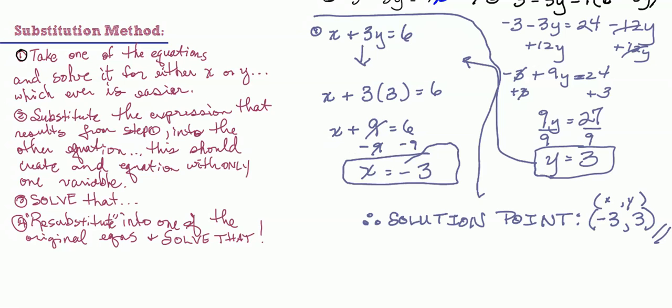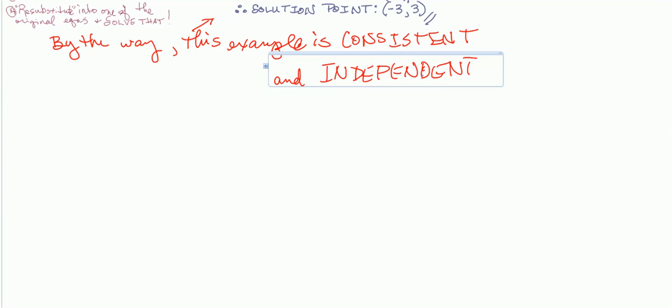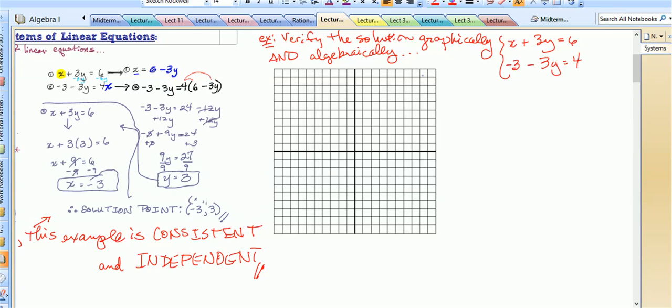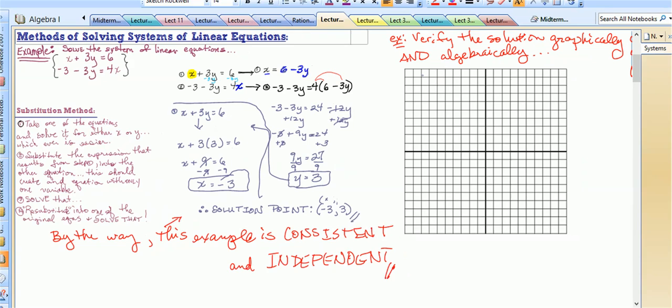Okay, let's try something else. By the way, since this example has a single solution point, remember we talked about the hinge? It's consistent and independent. So what we're going to do next is take this problem that we just did and verify the solution graphically and algebraically.